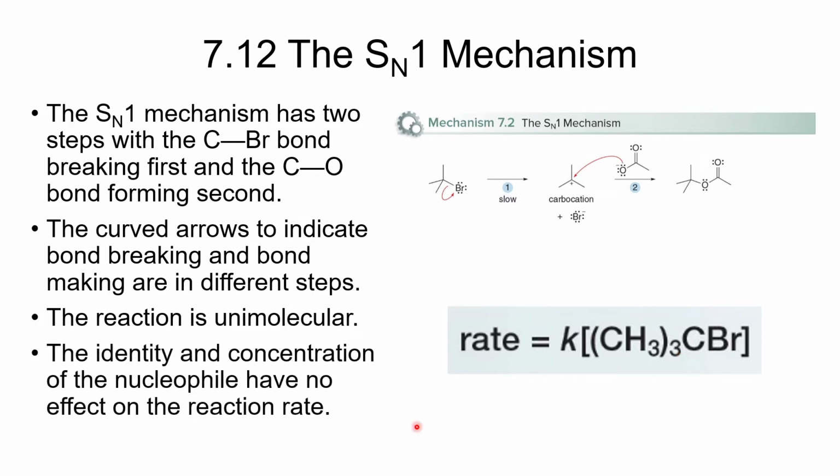We'll find that the identity and the concentration of the nucleophile will have little to no effect on the reaction rate. In principle, it should have 0 effect on the reaction rate. So changing that to a different nucleophile shouldn't affect the rate, and changing the concentration of that nucleophile shouldn't affect the rate either.